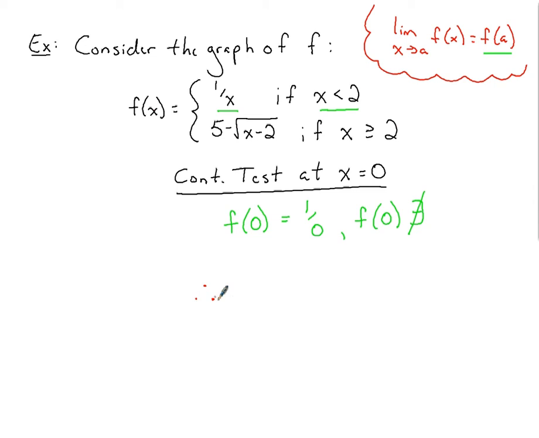I can say, therefore, f is discontinuous at x equals 0 because I didn't get a value back when I took 0 and plugged it into the function. f of 0 does not exist.